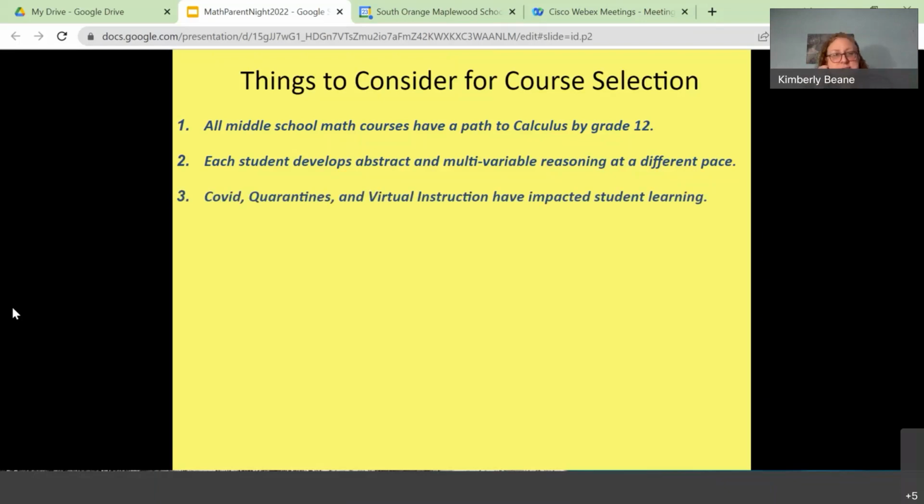Third, COVID quarantines and virtual instruction have impacted student learning. Sometimes for the better, sometimes not. Regardless of how you view what the last 2 years have been, I can say that a sixth grader today is different than a fifth grader was 2 years ago. We're the adults, the grown-ups, and we're different than we were 2 years ago. Everyone has gone through some major changes in the way we process information, the way we learn, the way we manage information.